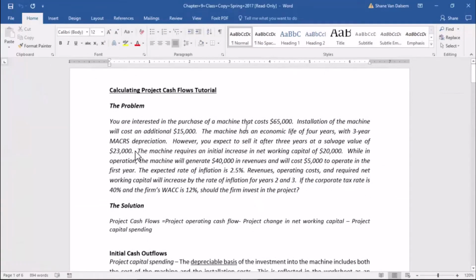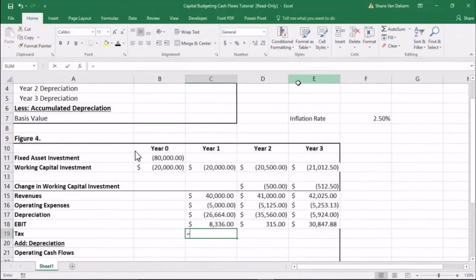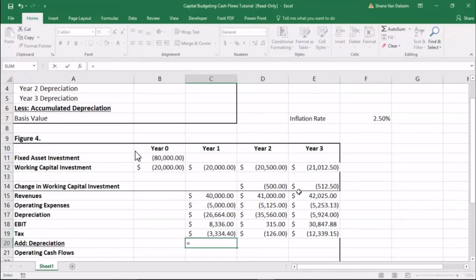My tax rate, according to the problem, is 40%, if the corporate tax rate is 40%, so I'm going to put that in here. I'm going to make that negative because that's going to be an expense. And then we add back depreciation. So I'm going to put equals negative and then highlight the depreciation expense.